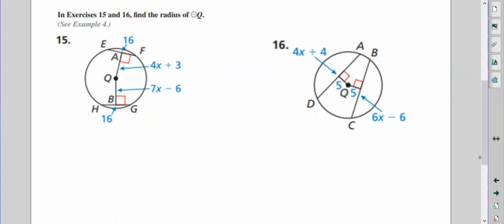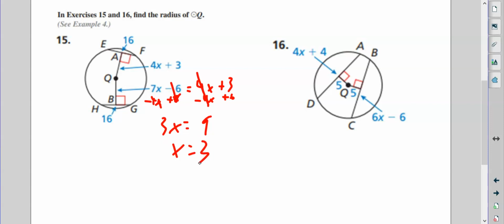All right, 15. On this one, basically, if they're perpendicular to the equal lines, then these two are equal. So I'm just going to write that equals that. Subtract 4x. Again, I like to keep those positive. Add 6, add 6. So 7x minus 4x is 3x. I did not mean to cross those off. Equals 9. So x is 3.